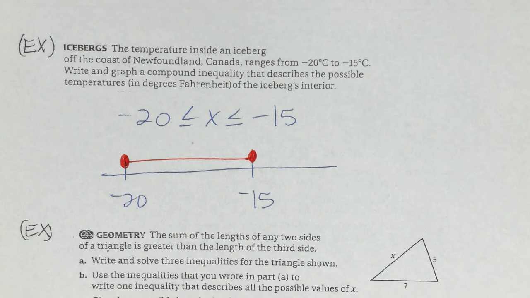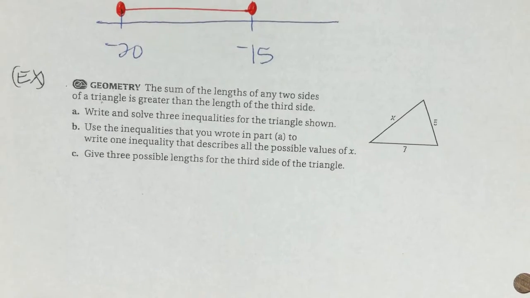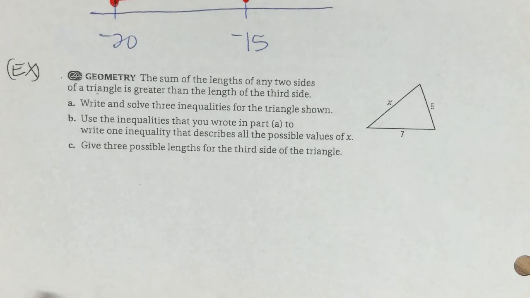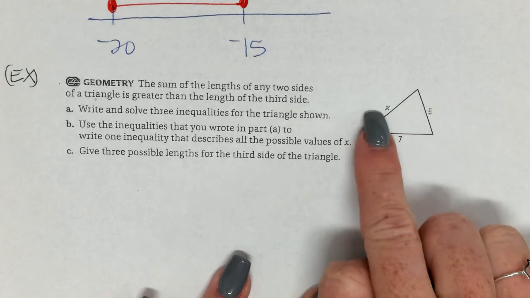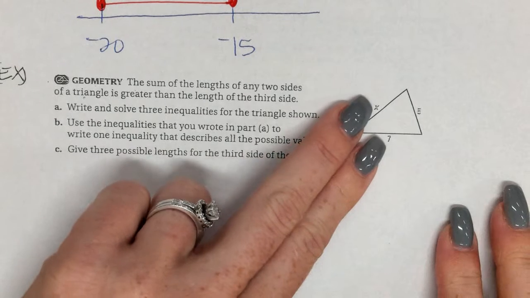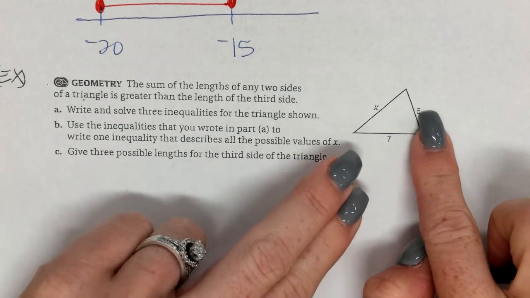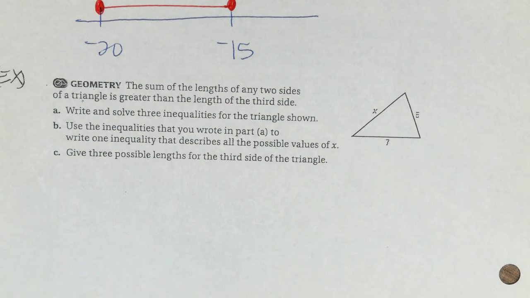Okay, let's look at this next one. The sum of the lengths of any two sides of a triangle is greater than the length of the third side. I'm going to say that again. The sum. What is sum? What it's saying is if I add these two sides, it has to be greater than x. If I add these two sides, it has to be greater than. Does that make sense? It says, write and solve 3 inequalities for the triangle shown.